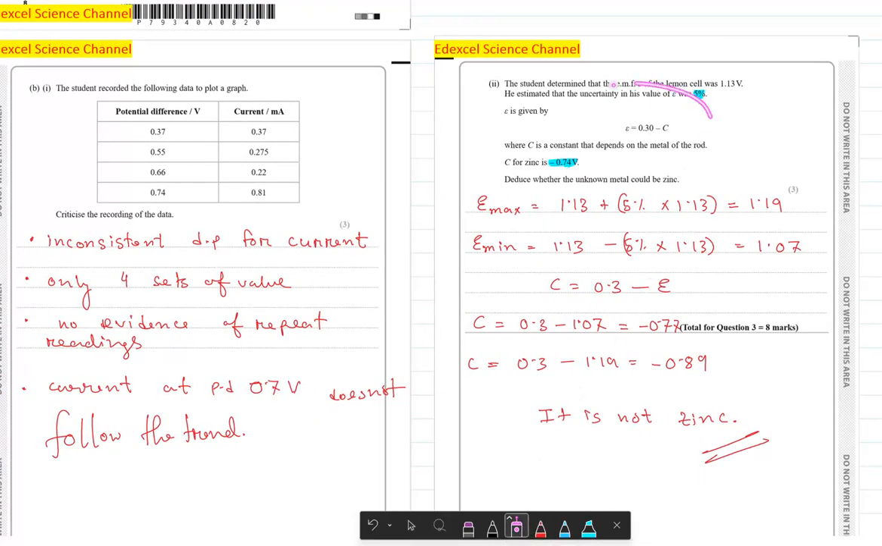All right, so that is it for this question, guys. This type of question is very common. All the time you have to find out the maximum possible value and the minimum possible value. So keep that in mind.